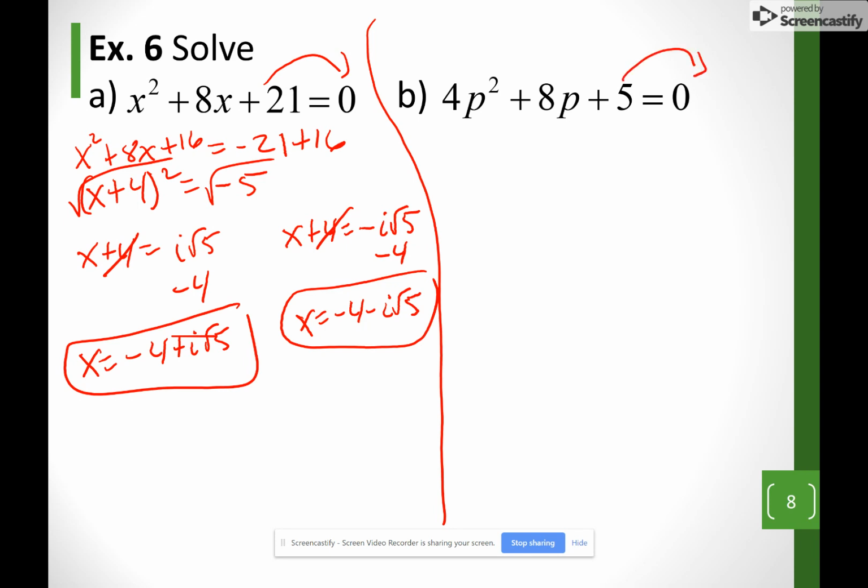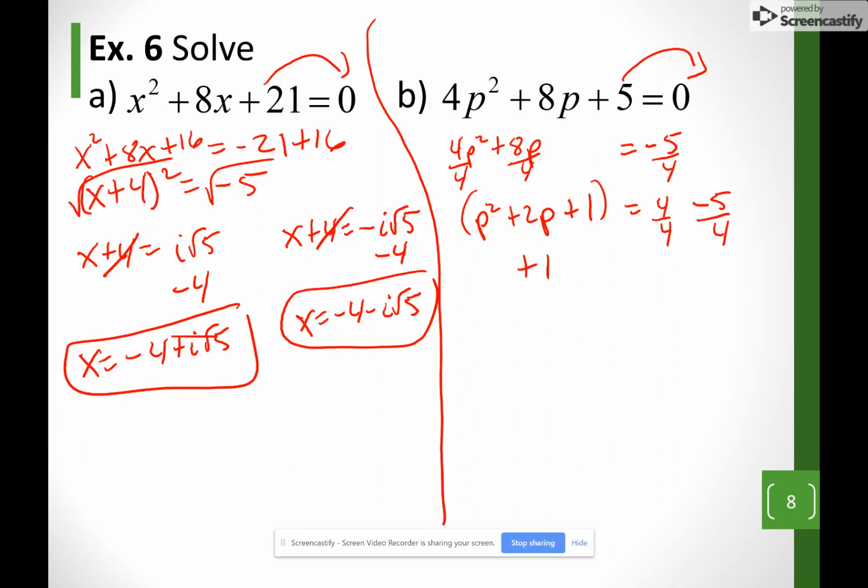My example B, let me move my 5 over. So 4p squared plus 8p is equal to negative 5. My leading coefficient is not a 1, so divide everything by that number. So p squared plus 2p is equal to negative 5 over 4. Now I'm thinking the half of 2, the middle term, is 1. Squared, 1 squared is 1, so I'm going to add a 1 to each side. But when I add it to this other side, I'm going to call it 4 over 4.